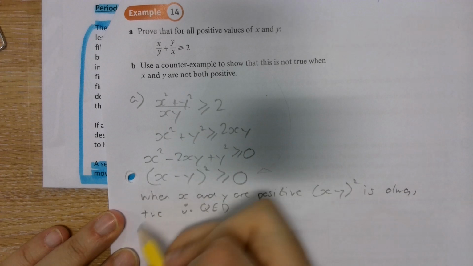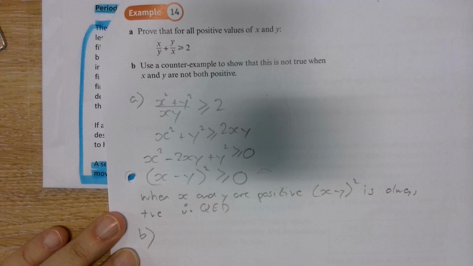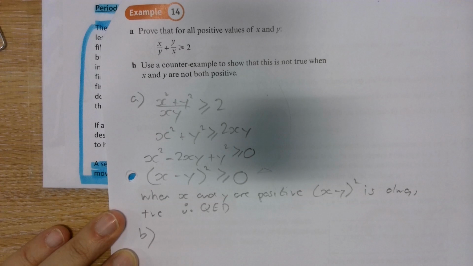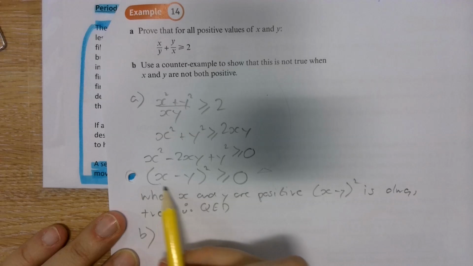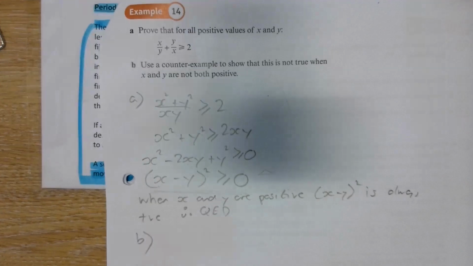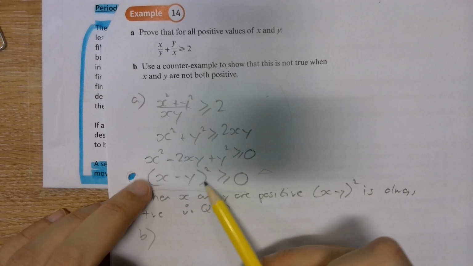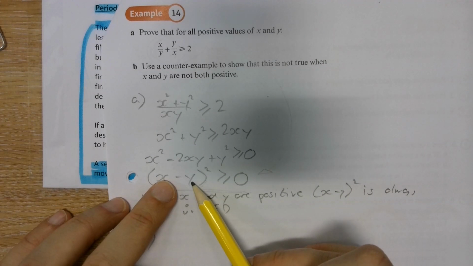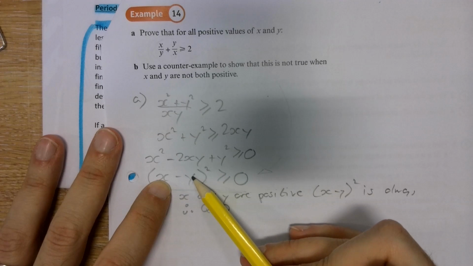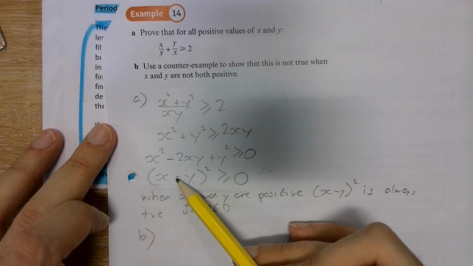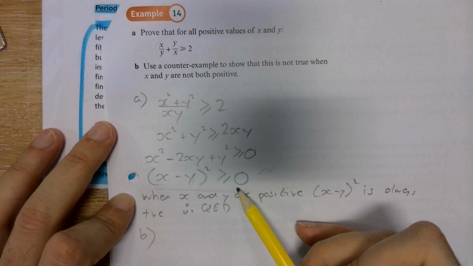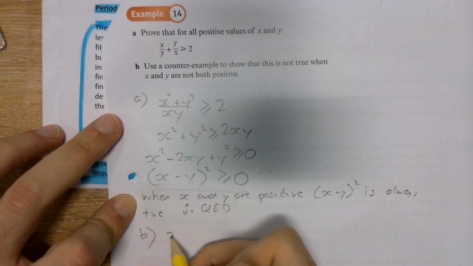Right, and then part B: use a counterexample to show that this is not true when x and y are not both positive. Now, this doesn't particularly help us, because by manipulating like this, whatever happens in the bracket there, whether x is plus or minus or whether y is plus or minus, we will get either a positive number or a negative number in there, and then we're squaring it. So this format of the original inequality doesn't really help me. I'm going to go back to the original one.